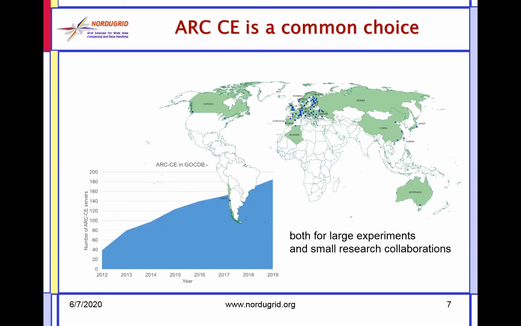Where ARC is used, it's a common choice mostly in Europe, but we also get deployments in other countries. This is just from the GOCDB statistics. It's growing partially because CREAM CEs are migrating over to ARC6. ARC is suitable both for large experiments like the WLCG, but we are also recently experiencing interest from smaller research collaborations. So we believe that if you need a small IT infrastructure for scientific computing, then you can build it around an ARC product, where ARC6 is one of the central components.